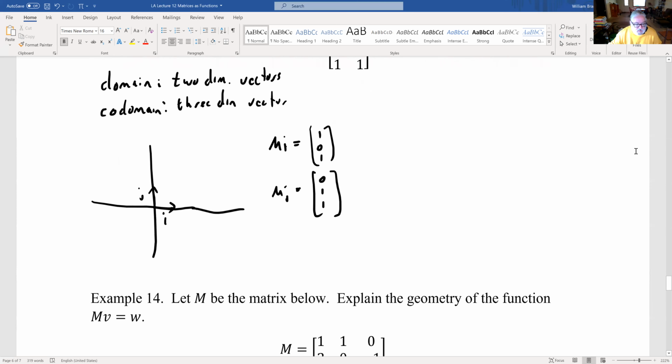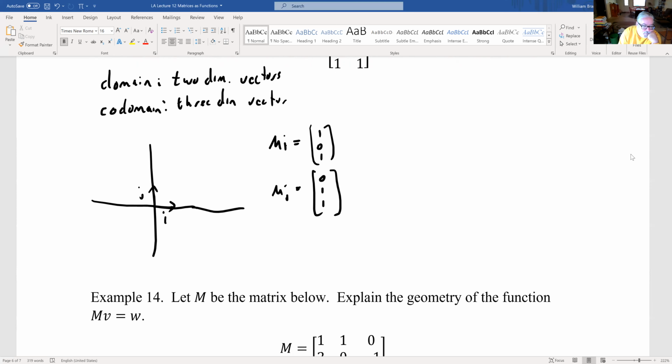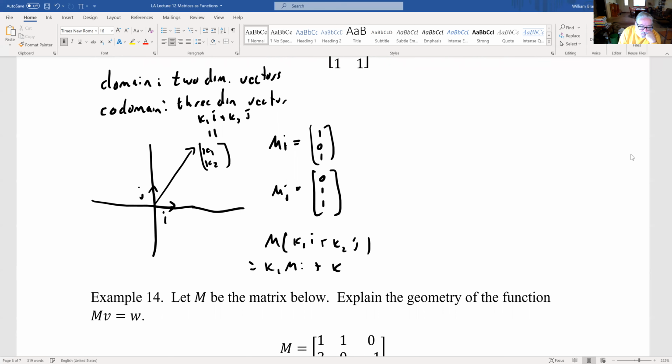So if I pick any vector in 2 dimensions, call it K1, K2, then M times K1, K2, keep in mind that this can be rewritten as K1 times I plus K2 times J. So M times K1 I plus K2 J equals K1 M times I plus K2 M times J. And that's going to be K1 times 1, 0, 1 plus K2 times 0, 1, 1. So the image is all linear combinations of the columns of the matrix, which is these two.